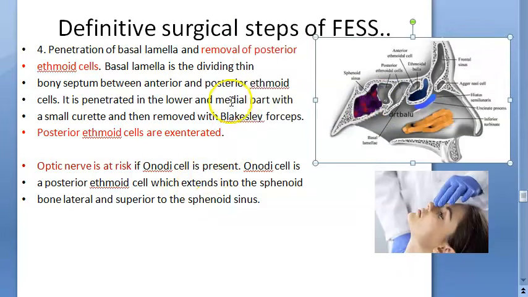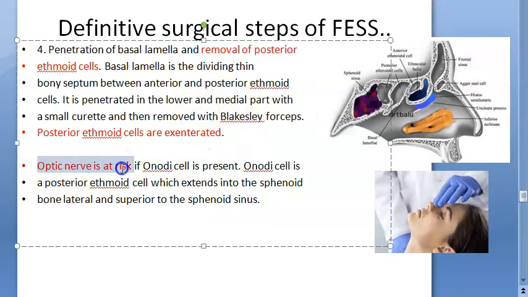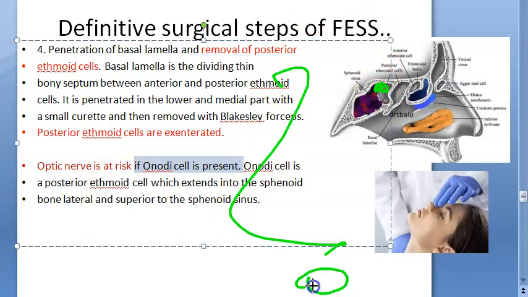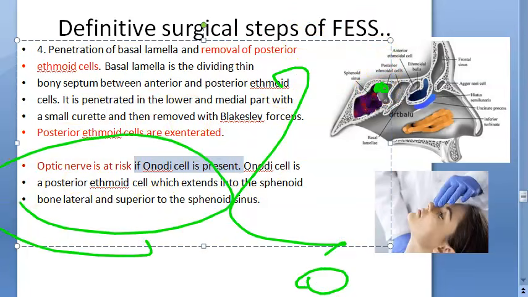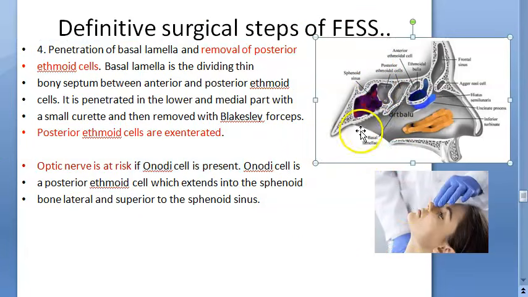Okay guys, so then if there is an Onodi cell which is present, that is the Onodi cell is the posterior ethmoidal cell which extends into the sphenoid bone lateral and superior to the sphenoid sinus. Okay, so if there is an Onodi cell present, who is at danger guys? Optic nerve is at risk. Okay, focus. So now we are done with maxillary sinus, anterior bulla ethmoidalis, and posterior ethmoid. Now we will go to frontal.